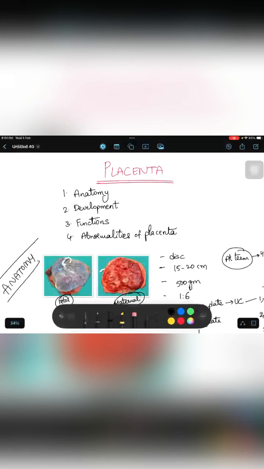Yes, today's class is about the placenta. In this class, we are going to discuss the anatomy of the placenta, the development of the placenta, the functions of the placenta, and the abnormalities of the placenta. About the introduction of the app, I'll be doing it later. First, we will go through the topic once.